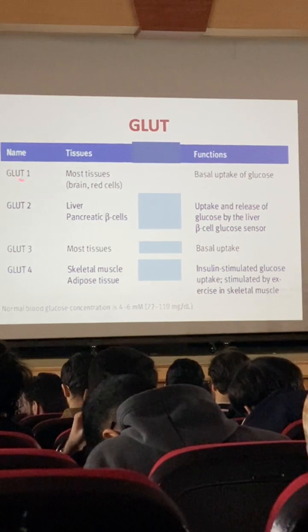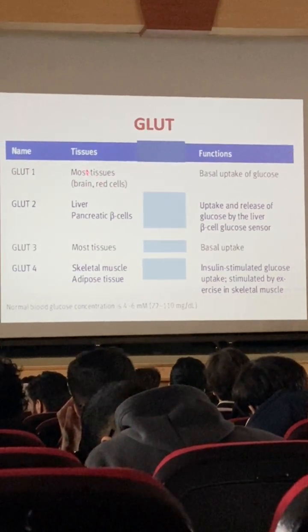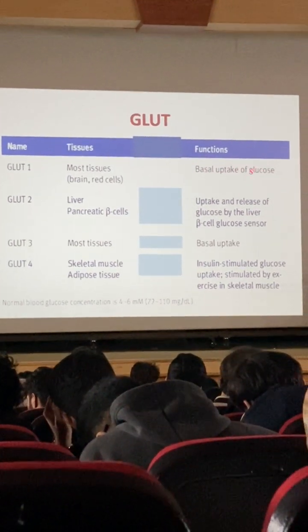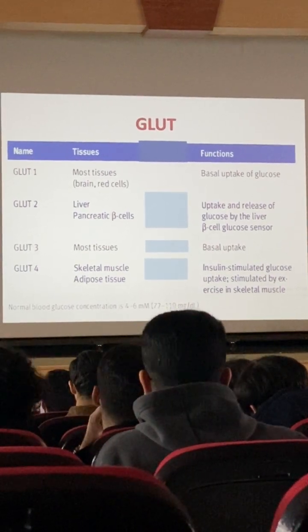We have glucose transporter number 1 that's present in most of the tissues, including brain and red blood cells. And the main function is that it will take basal uptake of glucose. Anyone knows what's the meaning of basal uptake of glucose?